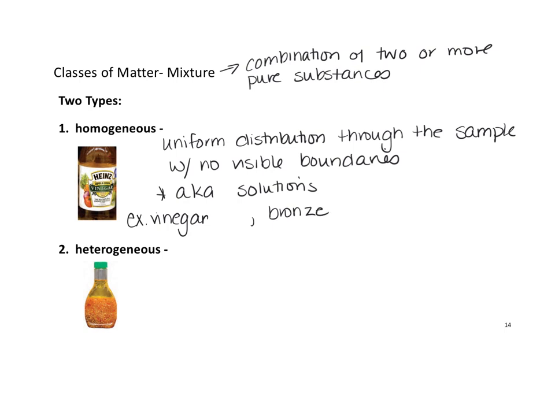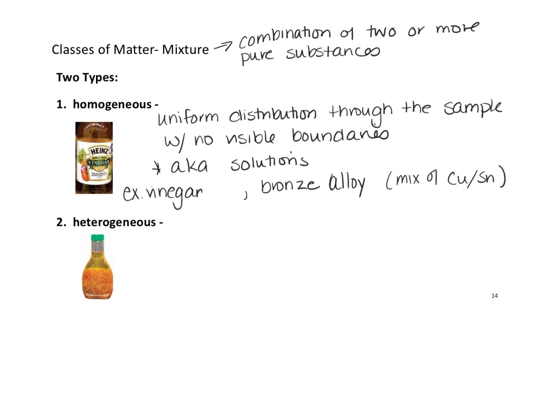When we talk about mixtures here, they can be in any phase. So vinegar is an example of an aqueous mixture, but you can have a solid mixture. For example, bronze is what we call an alloy. And that is a mixture of copper and tin. So if you see the word alloy, that generally means you've got a mixture and it's homogeneous. That's one of the ways that we describe metals.